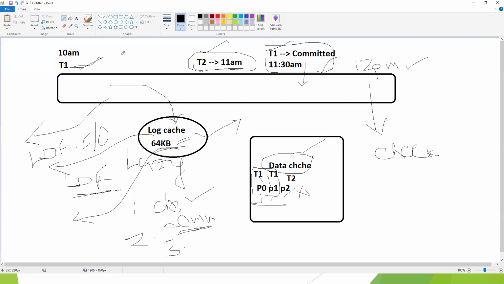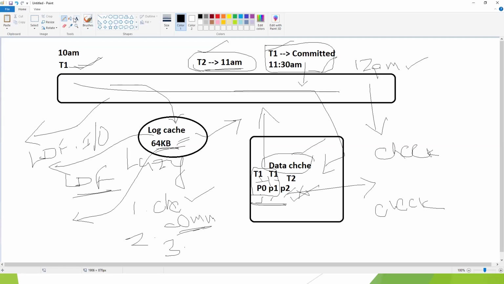Now, with these transactions, the data cache pages are also modified. So let's say I have three pages here, P0, P1, P2, modified by these two transactions, T1 and T2. Here, P0 and P1 are pages from committed transactions. P2 is a page from an uncommitted transaction; the transaction is not yet committed, but the page is dirtied. And a checkpoint happens.